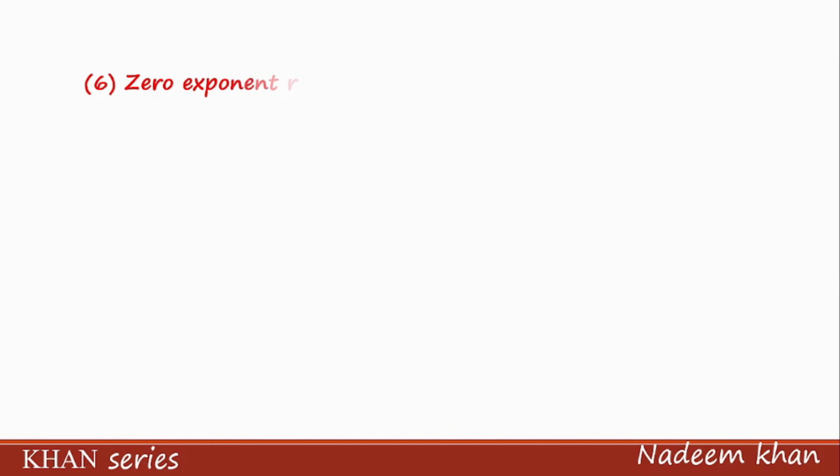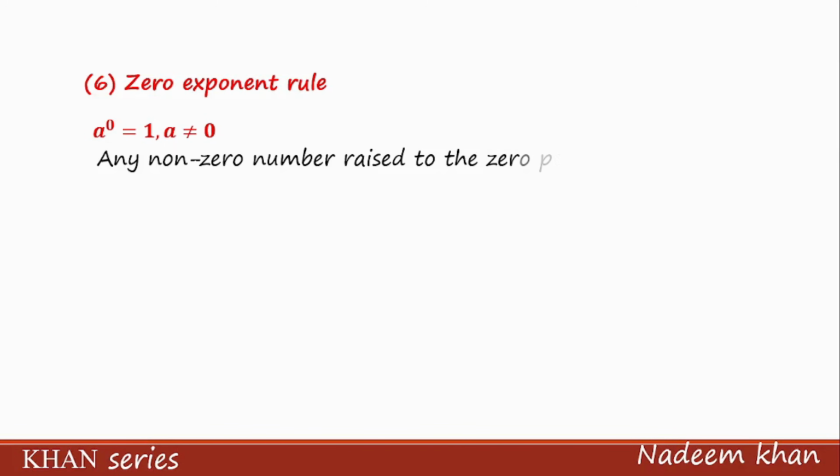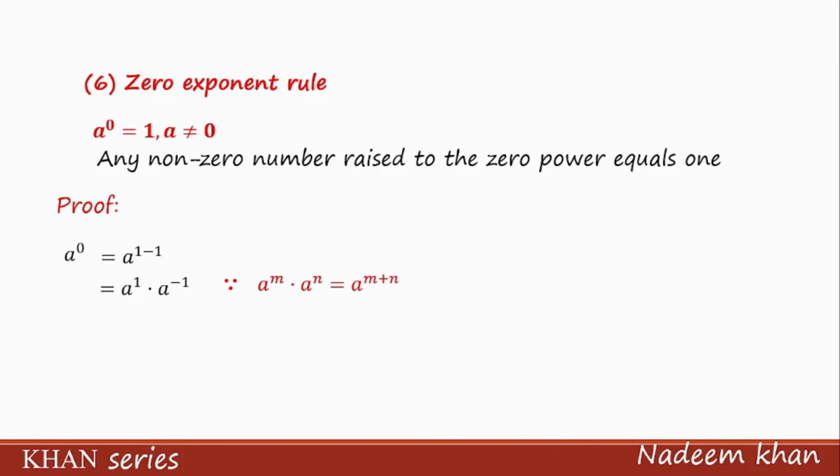Rule number 6, zero exponent rule. A to the power 0 equals 1, where a is not equal to 0. Any non-zero number raised to the 0 power equals 1. A to the power 0 equals a to the power 1 minus 1, which is a to the power 1 times a to the power minus 1, because we know that a to the power m times a to the power n equals a to the power m plus n.